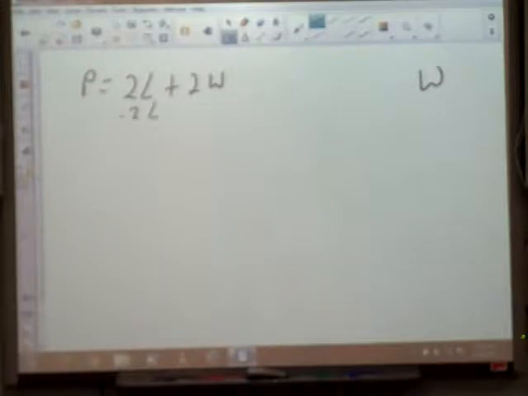Subtract it. Whatever we do on one side of the equal sign, we have to do on the other side of the equal sign. What's P minus 2L, Caitlin? P minus 2L. And then on the right side, all we've got left is 2W.